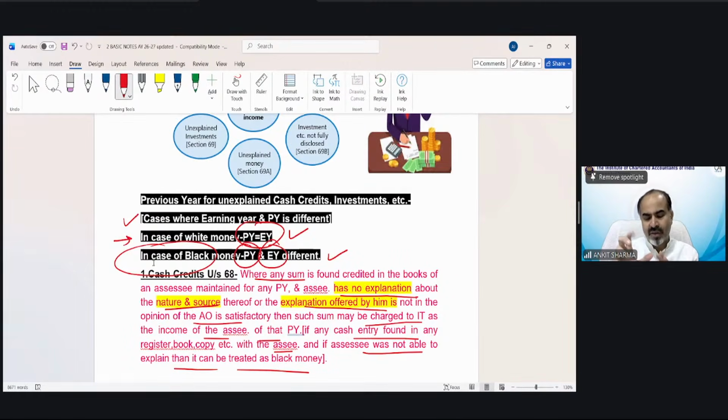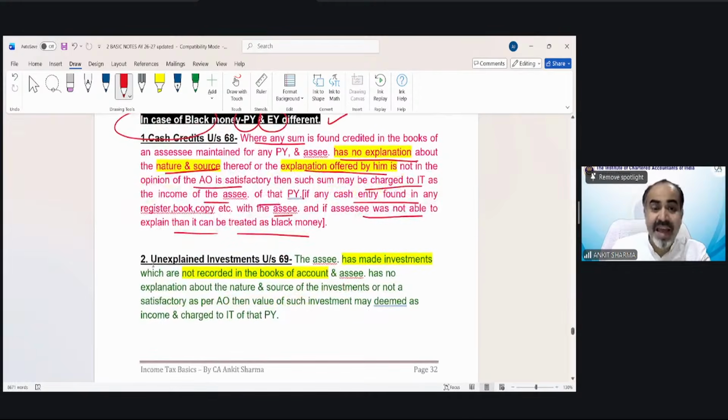The notes, I believe, you must have downloaded from the portal. At the end of those notes, I have explained with the help of examples also. I have prepared a diagram for these provisions, and examples are written over there. So you can go through those examples also. But you can understand cash credit.